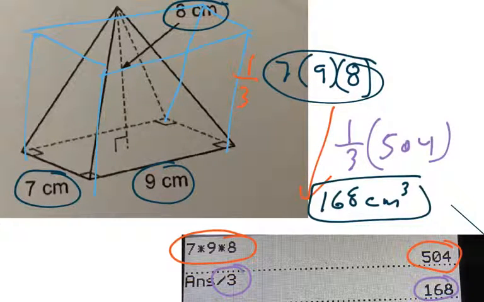Please remember, guys, pyramids are always 1/3 of their equivalent prism. Okay, in this case, a box. They're always 1/3 the size. Okay, pause the video if you need to.